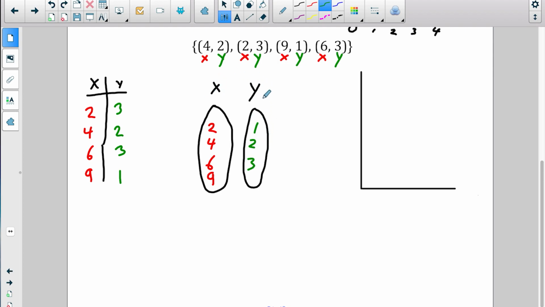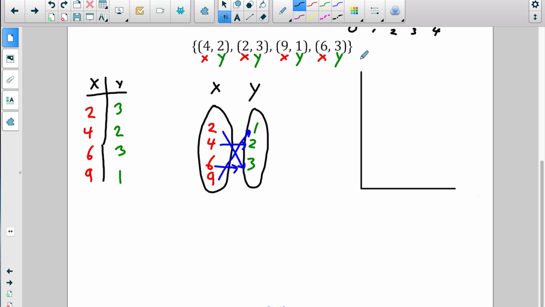Note that in this case, the order doesn't really matter because again, we're going to be drawing arrows from one value to another, which is very different from your table of values here. And since we have 2 of the same 3, I only write the 3 once. So let's go ahead and show how these values are related. So the 2 comes down to the 3, the 4 goes to the 2, the 9 goes to the 1, and then the 6 goes to the 3.